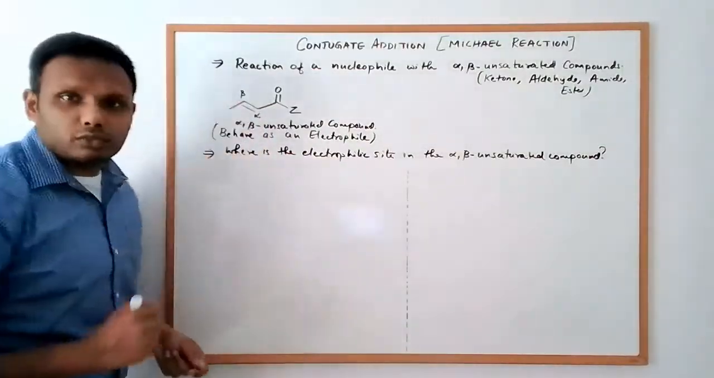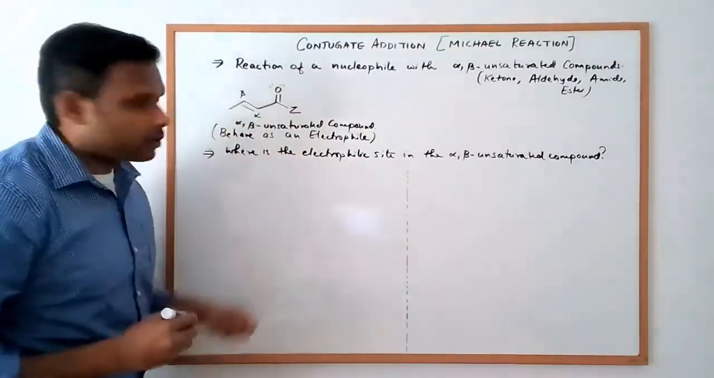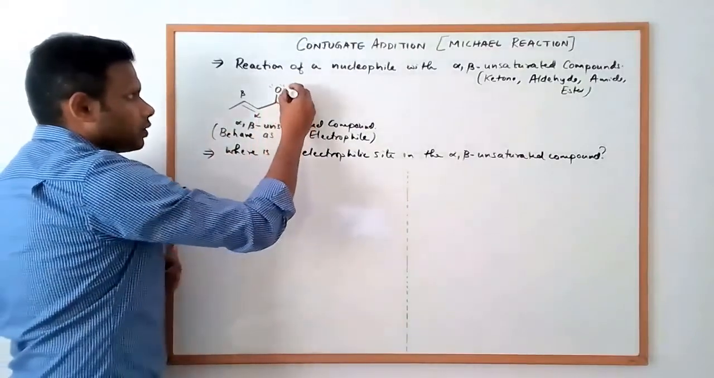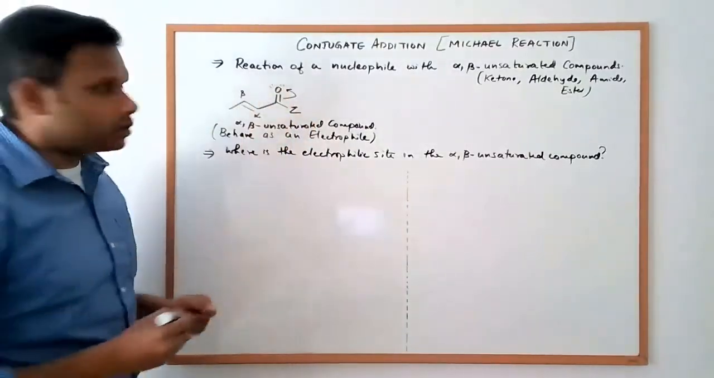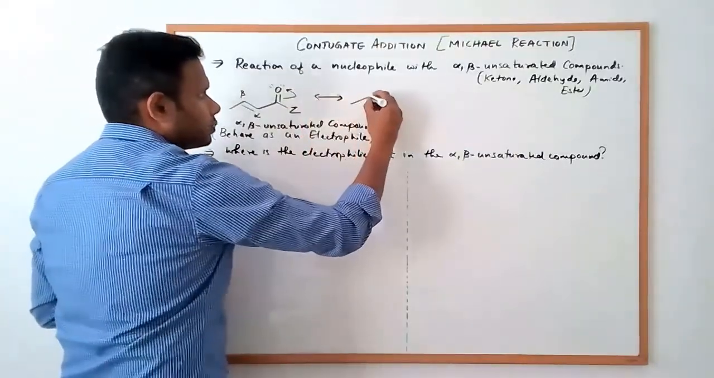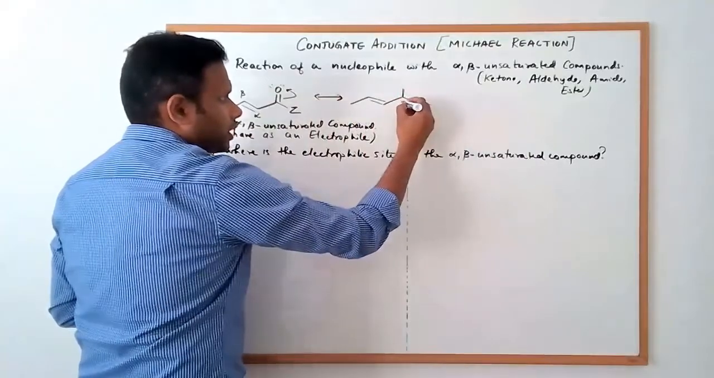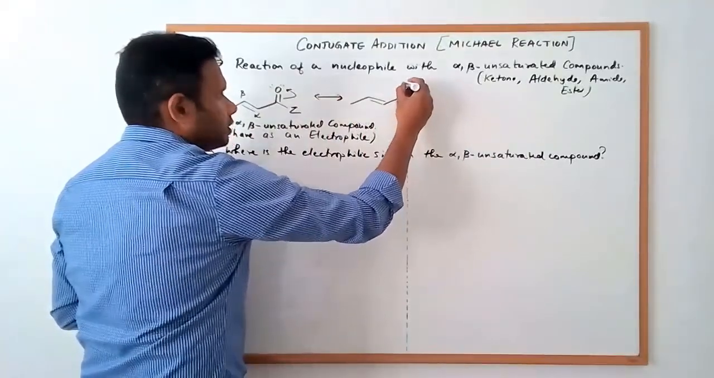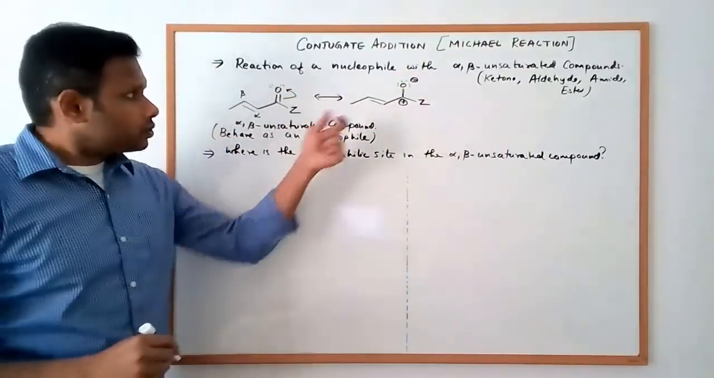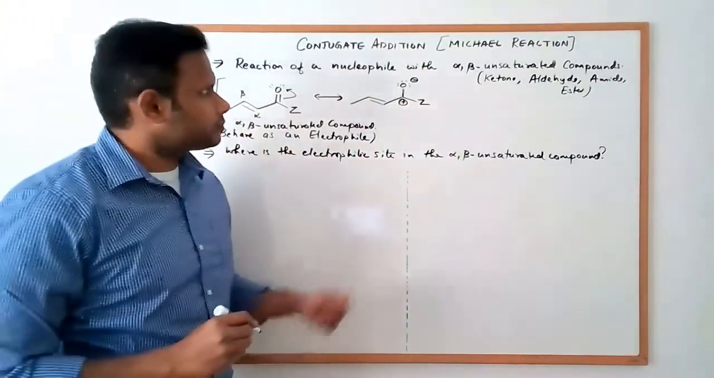So if we draw some resonance forms for this generalized compound, that's one resonance form of the molecule, but we can draw another by pushing the electrons up. That would be the simplest resonance form that we can draw. The second resonance form is going to have a positive charge on that carbon, and the oxygen is going to have a negative charge. So these are all resonance forms.